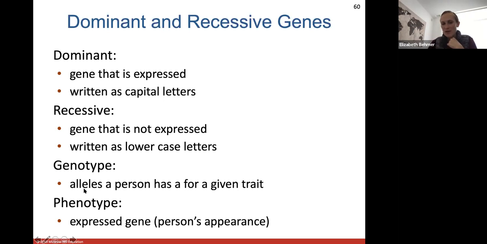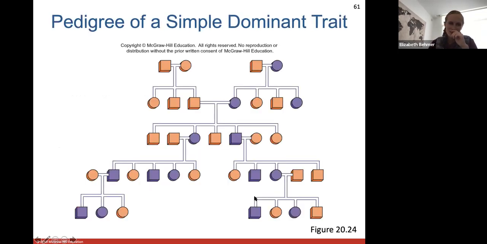The genotype is the alleles a person has for a given trait. So the genotype will be kind of the genetic code for a given trait. And the phenotype is how we describe a person's appearance. And again, we're not getting into this in too much detail. So if you're lost already, don't worry too much.